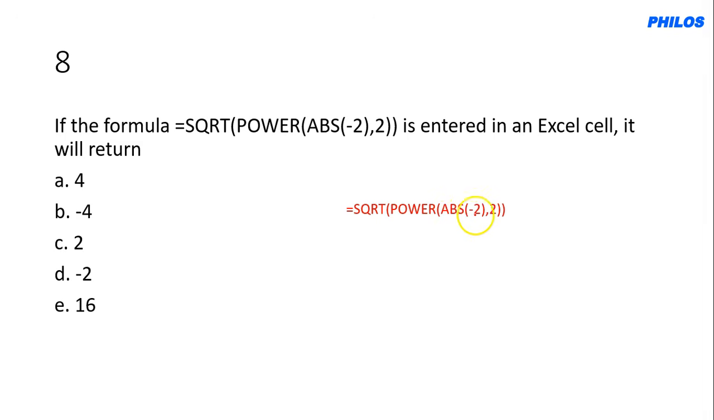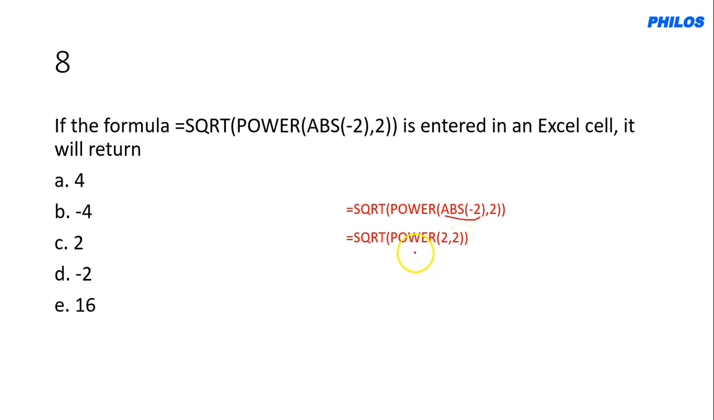Now ABS -2 means what? Absolute value of -2, isn't it? An absolute value of a negative number should give you its positive. Okay, so absolute value of -2 should give you +2. So we write SQRT, then power. Since ABS -2 is giving us +2, then we write 2, comma 2.